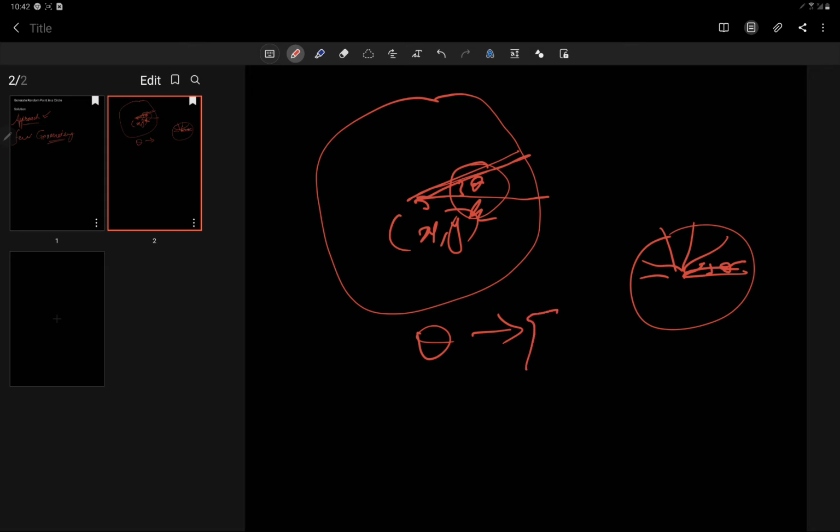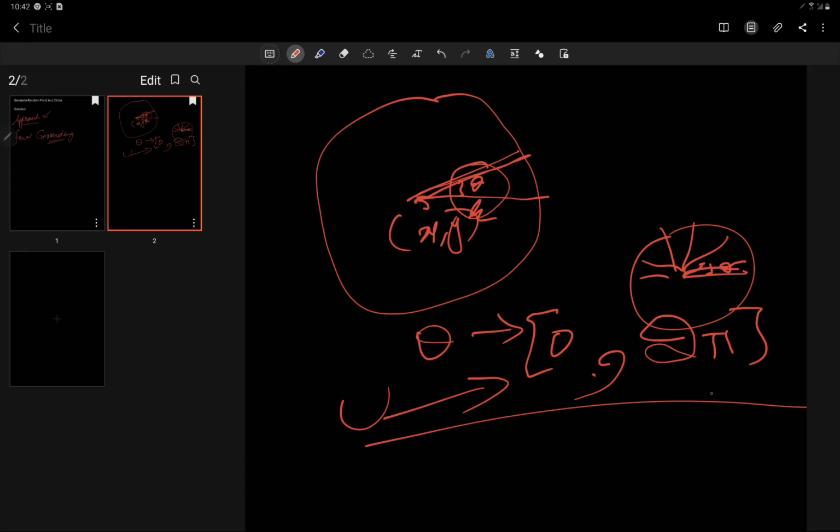So theta will vary from 0 as the minimum, and what will be the maximum angle we can get here? That is 2π. So alright, what we do is we generate a random number and multiply it with this, so we get a random value for theta. Alright, why do we take an angle?